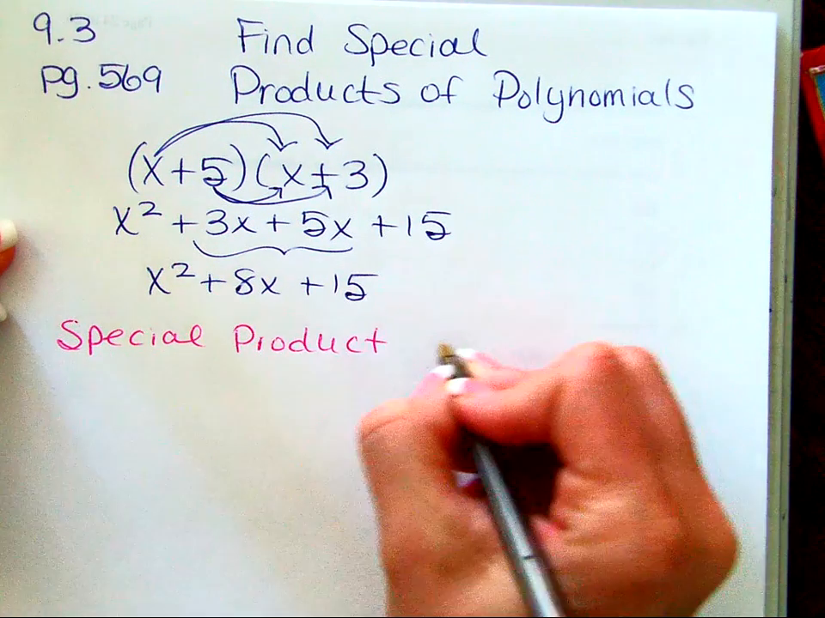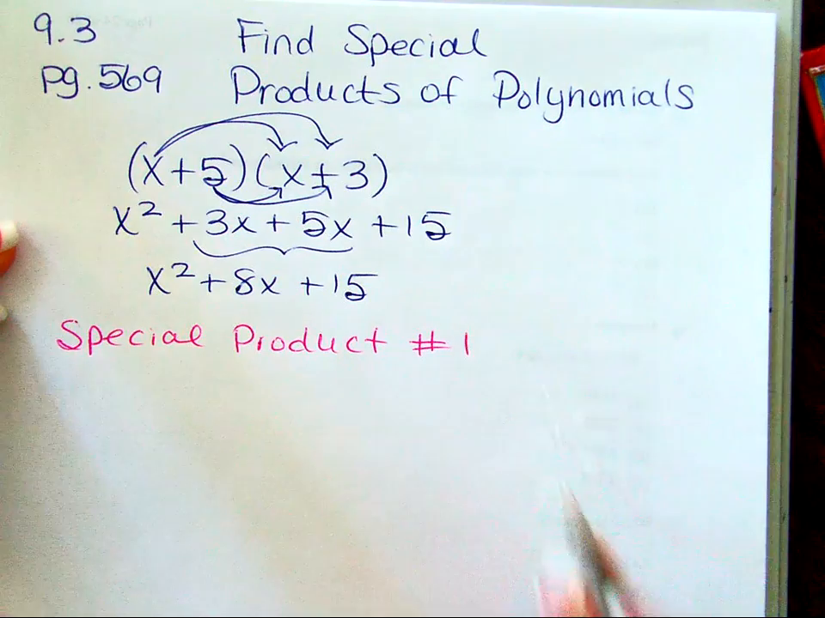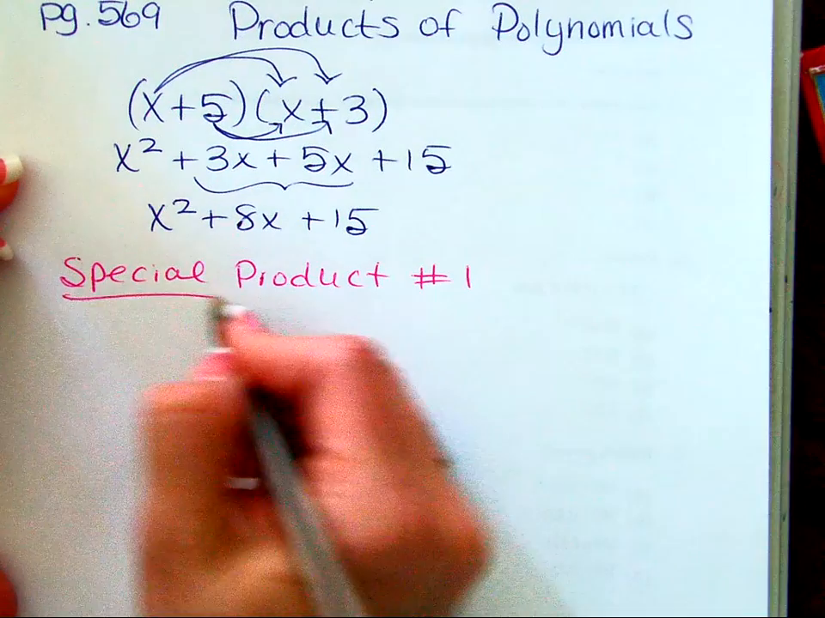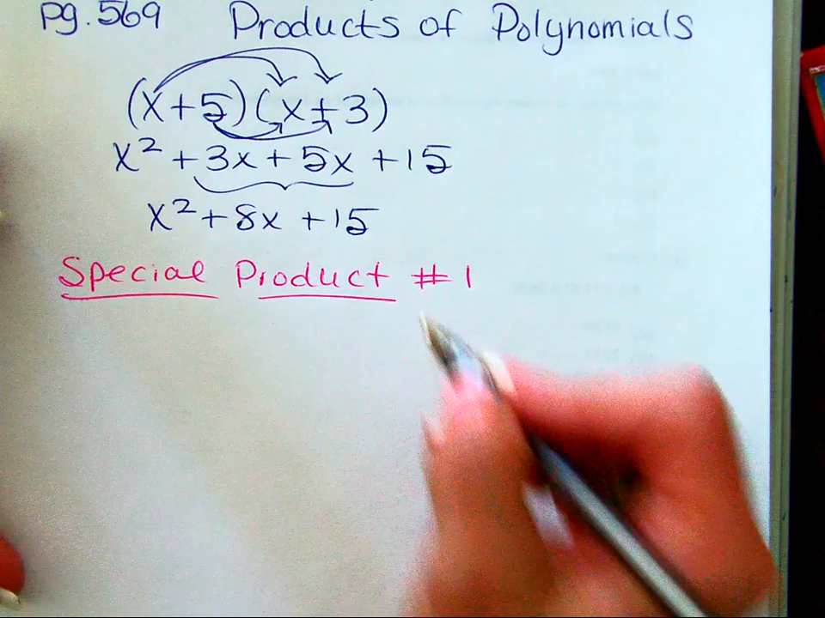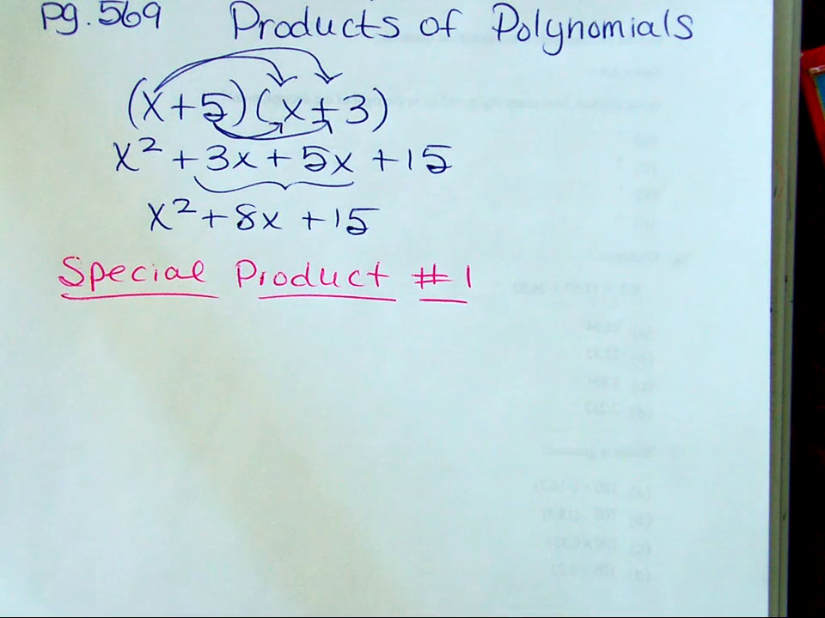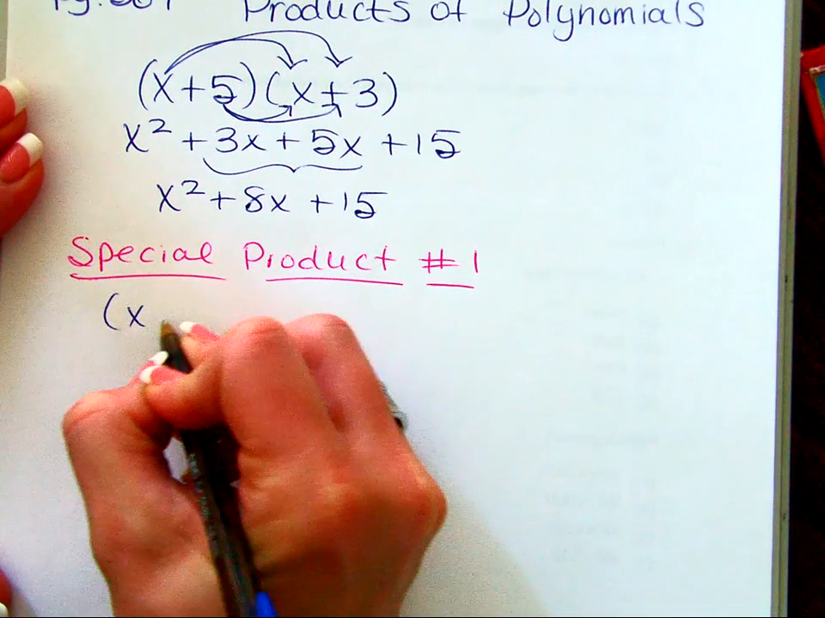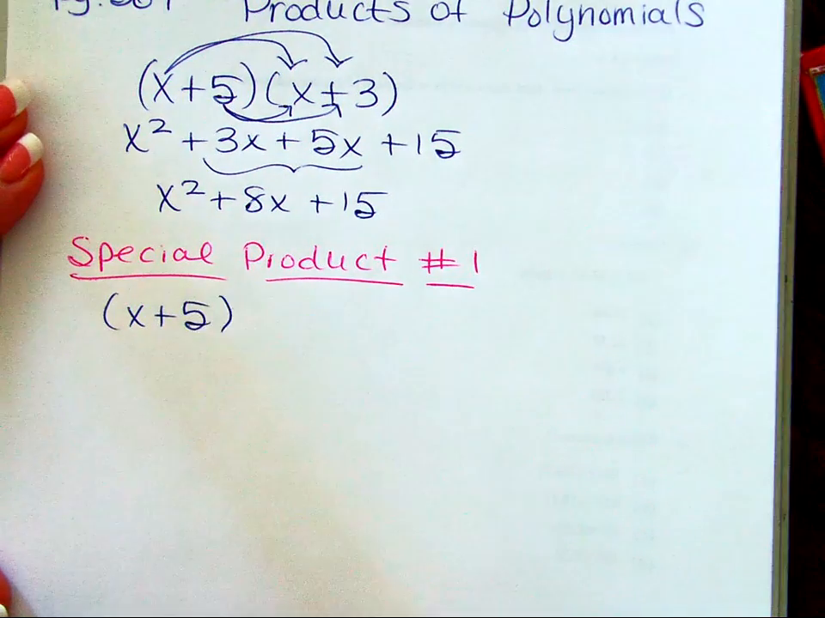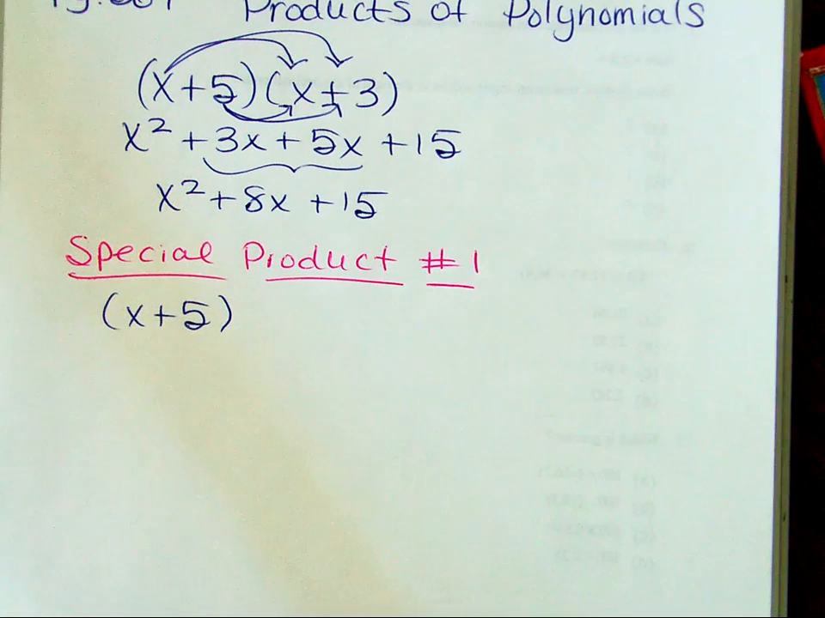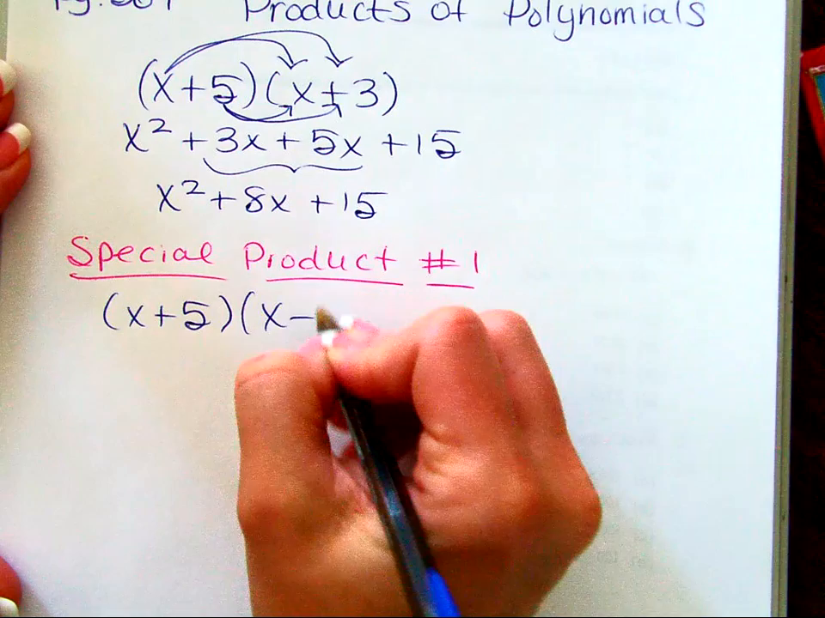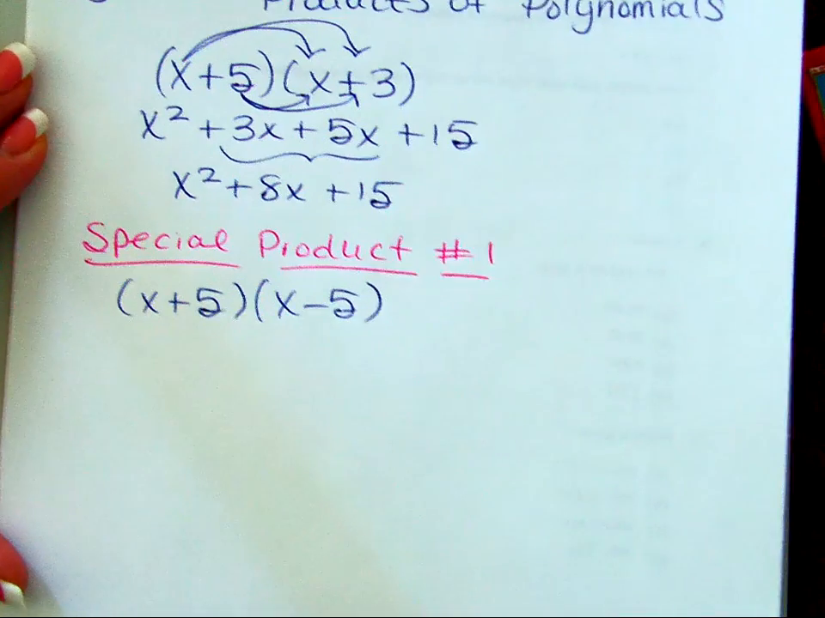Because there's going to be two special products, meaning shortcuts. That's what a special product means. It means something different goes on that allows you to use a shortcut as long as you understand the rules behind it and how it works. So special product number 1, I'm going to give you the name for it in a minute, but it starts out like this. Instead of x plus 5, you have x plus 5 and x minus 5.